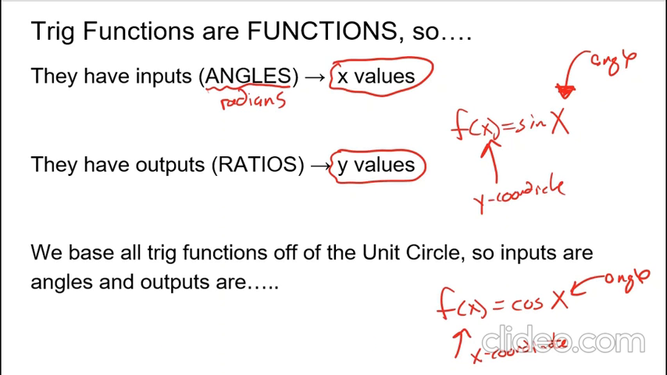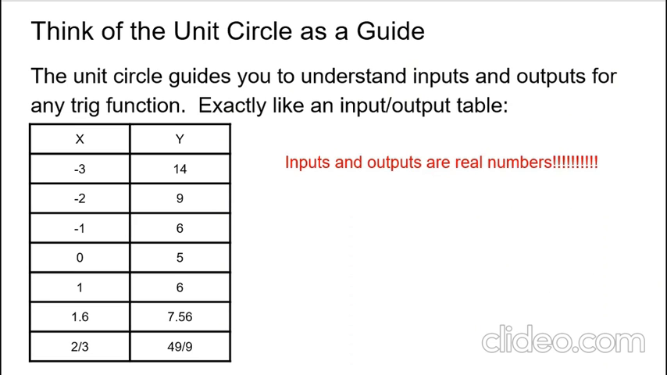So let's dive a little bit closer to functions. Before we look at sine, let's remember that we need the unit circle here. Oh my gosh, are we going to use this unit circle in this lesson a ton? The unit circle is like a guide. So the unit circle guides you to understand inputs and outputs for any trig function. Now this is exactly like an input-output table from back in your early days of algebra. An input-output table was simply a guide that tells you, hey, if x is negative 3, the output is 14. If x is negative 2, the output is 9.